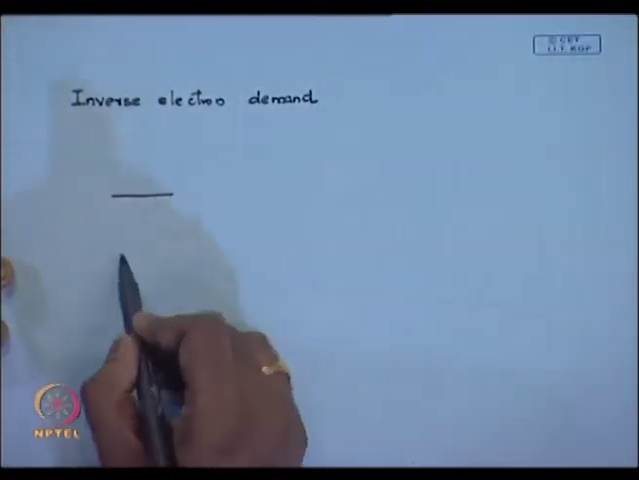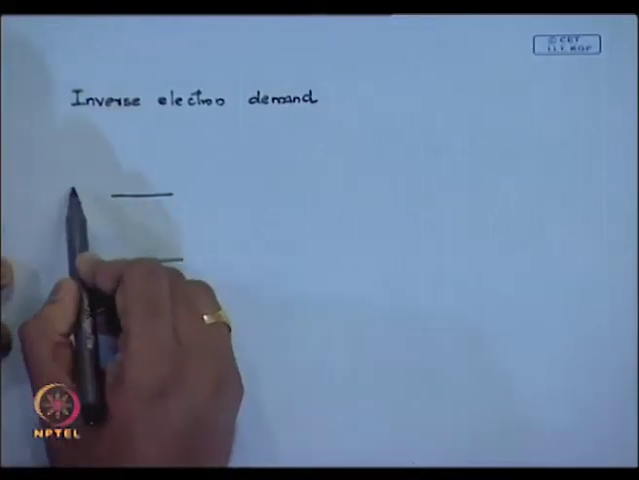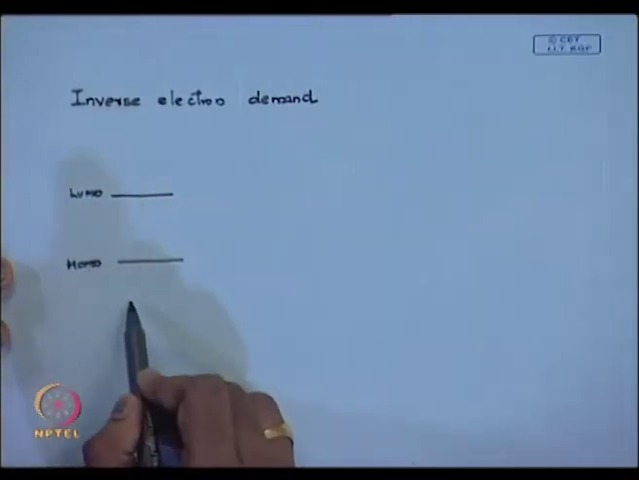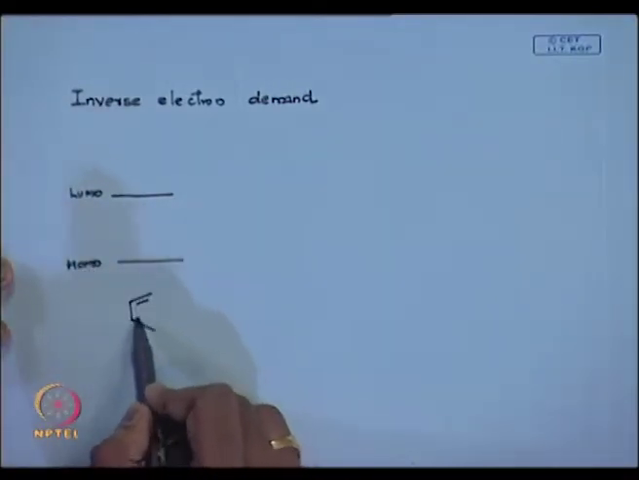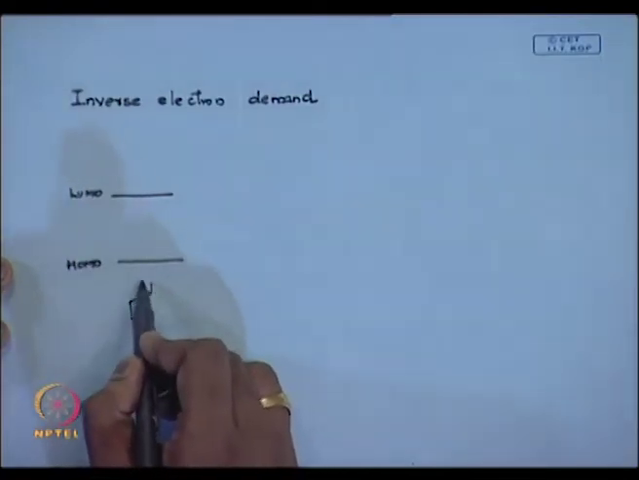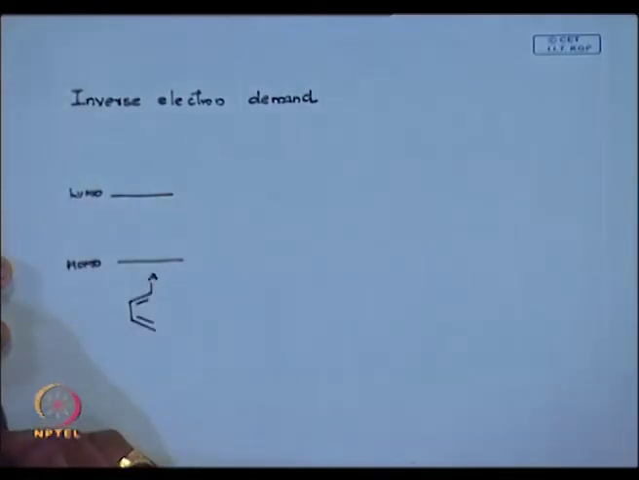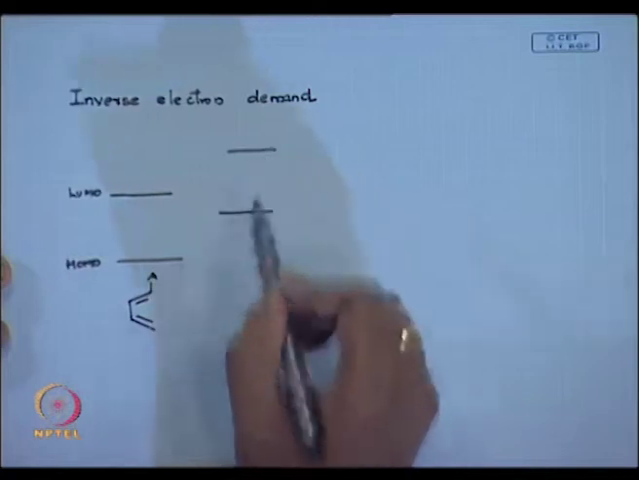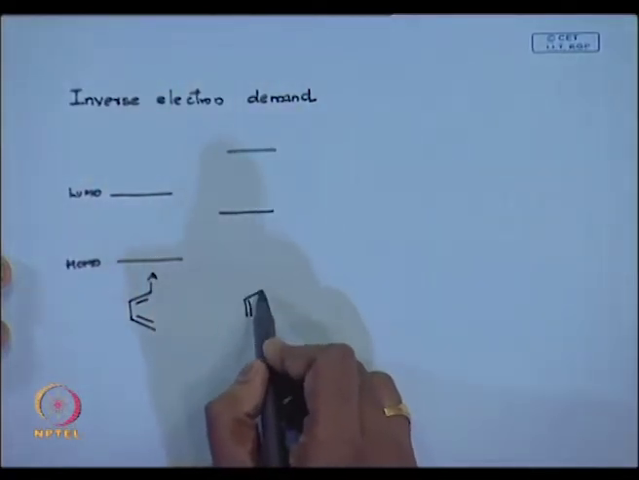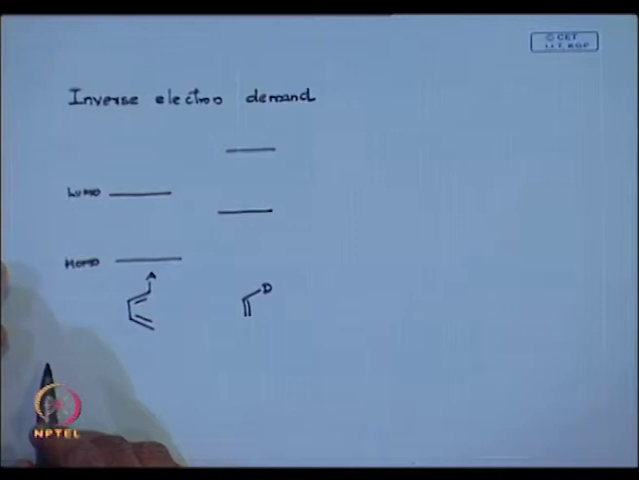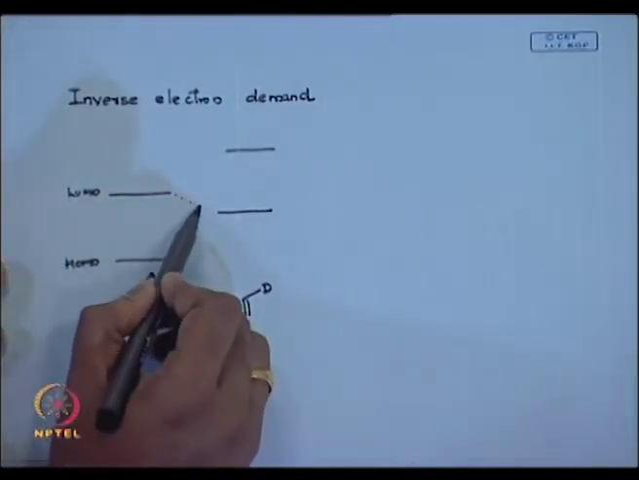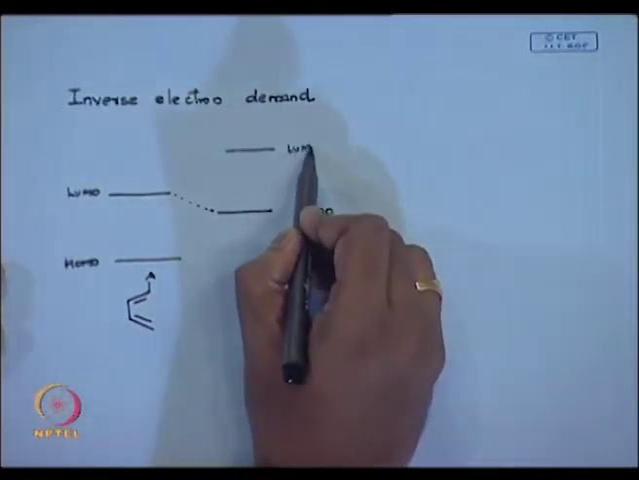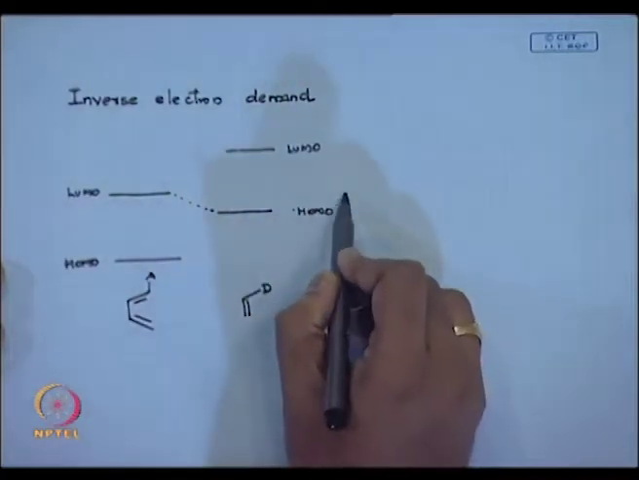Basically, what we are talking about is, I have a LUMO, I have a HOMO. This is a diene with an acceptor molecule. And if I have a dienophile with a donor, which is completely reversed, now I can talk about this interaction. This is the HOMO and this is the LUMO, and this is your delta E.